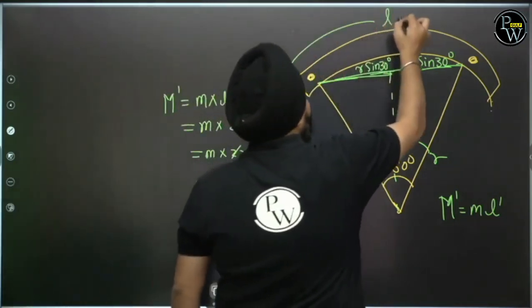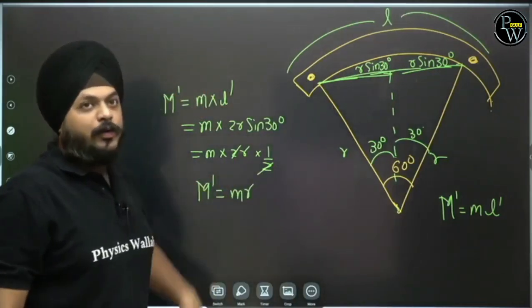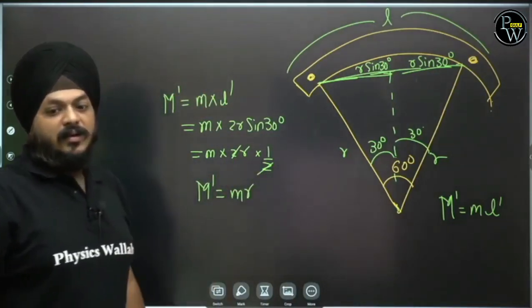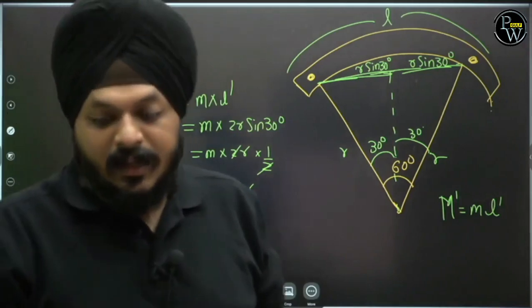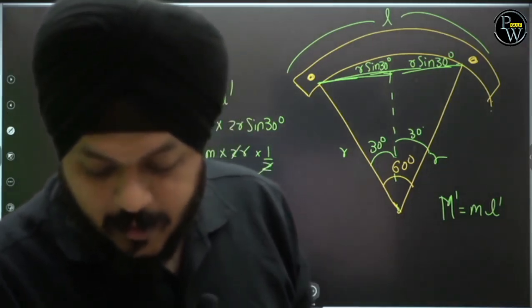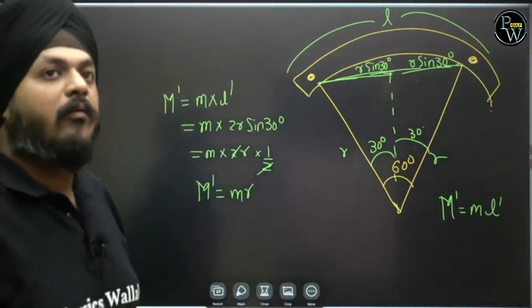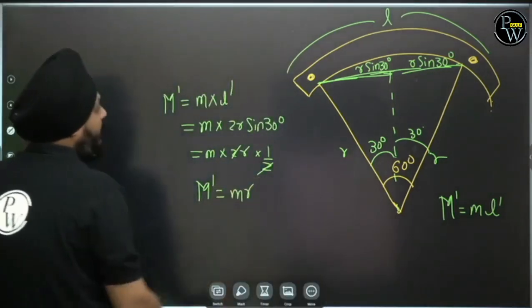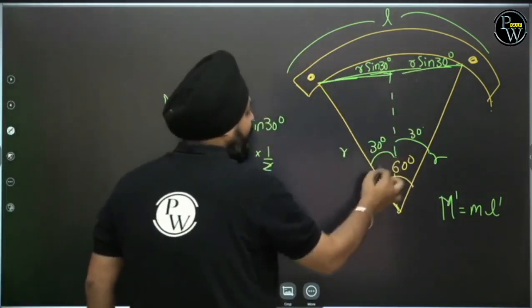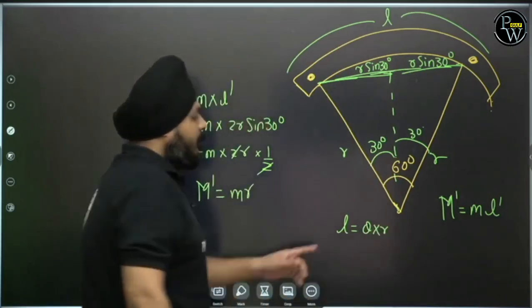Suppose this is the length. In the formula, guys, we have to take the L dash. So mR. For this arc that subtends, very simple thing.